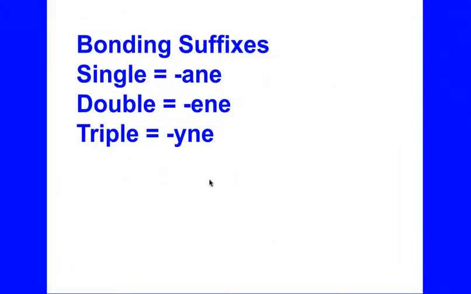We can also look at the suffixes to determine what types of bonds our molecule is going to have. So a hydrocarbon that ends with ane, A-N-E, means that there's all single bonds. A hydrocarbon that ends with the suffix ene, E-N-E, tells us that there's at least one double bond somewhere in our molecule. And the suffix "-yne", Y-N-E, tells us that there's at least one triple bond somewhere in our hydrocarbon molecule.